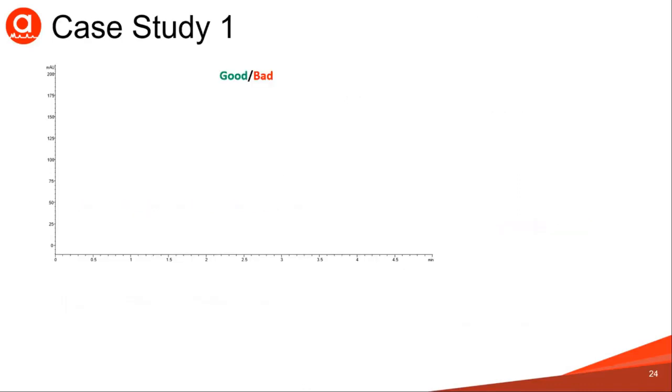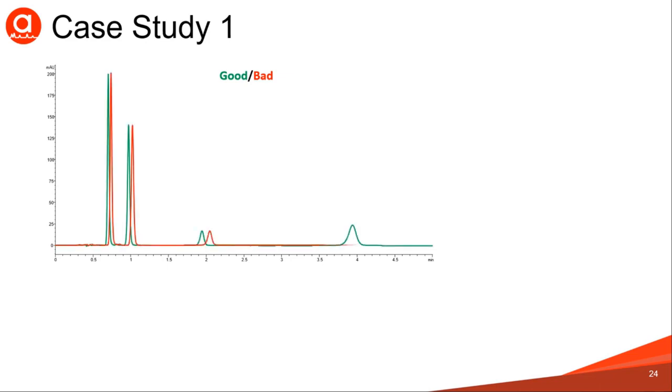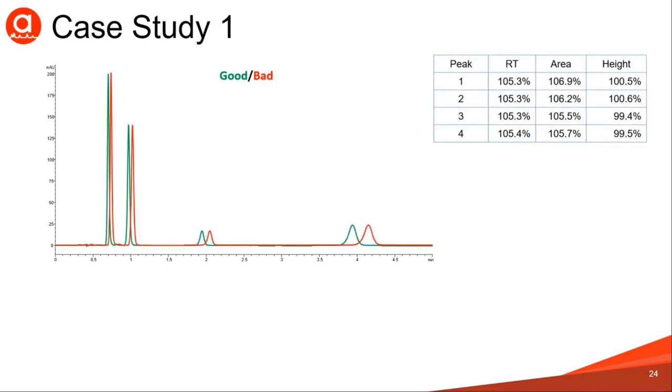So now that we have all this information, we can use it with some case studies. So here are two injections, good and bad. We see an increase in retention time ratios. I've expressed them as a percentage here rather than a simple ratio. And they're about constant, similar increase for area, no change in height.